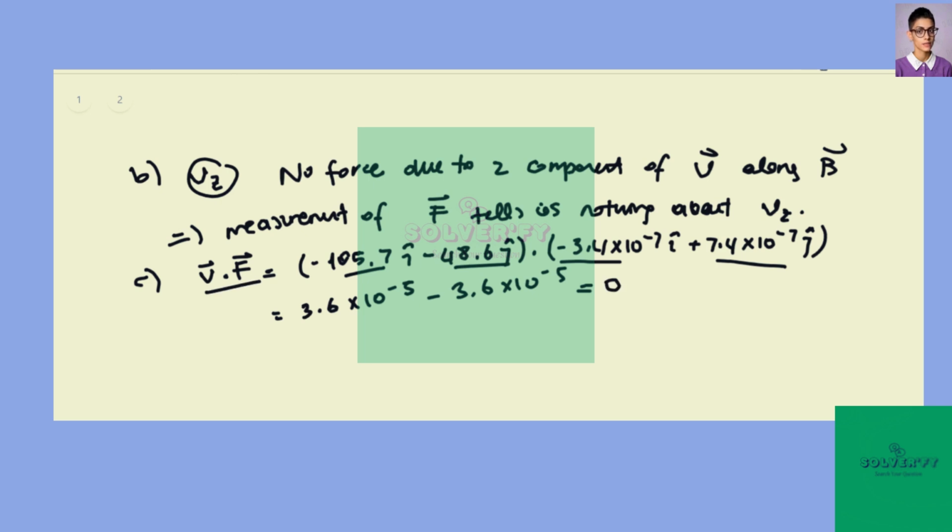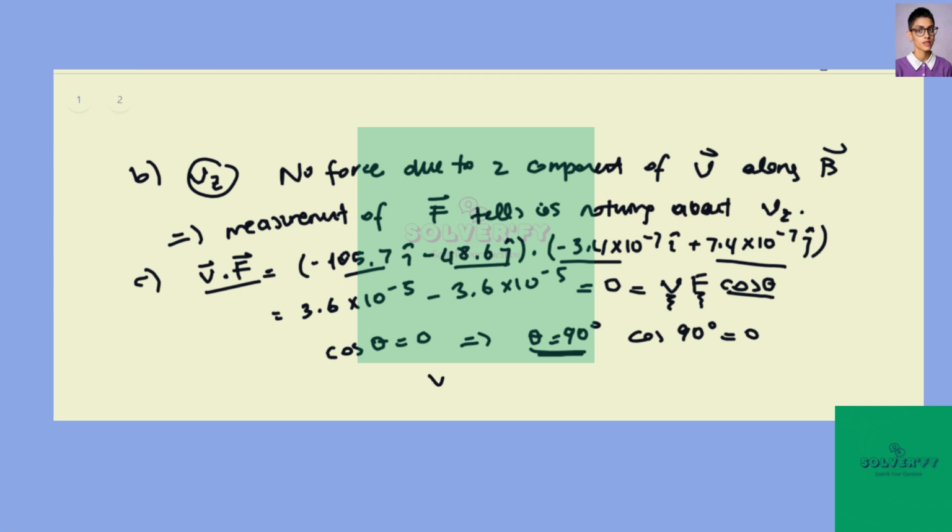As you know, this dot product means the magnitude of the first vector, the magnitude of the second vector, and the cosine of the angle between the two. We know that v is non-zero and F is non-zero, so the only other option that we have is cosine theta equals 0. And you can get that when theta is 90 degrees, because cosine 90 gives you 0, which means the angle between the velocity vector and the force vector is 90 degrees, so the velocity vector is perpendicular to the force.